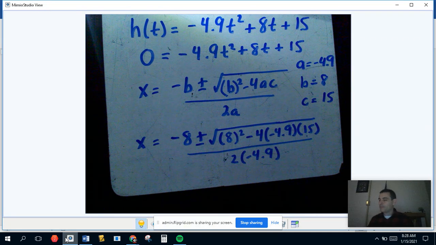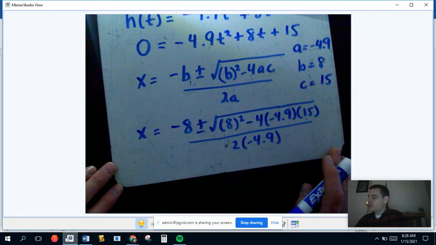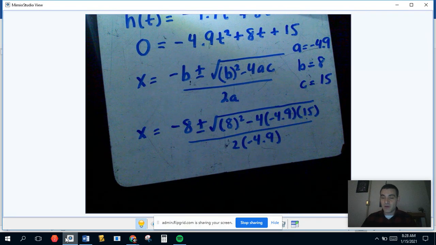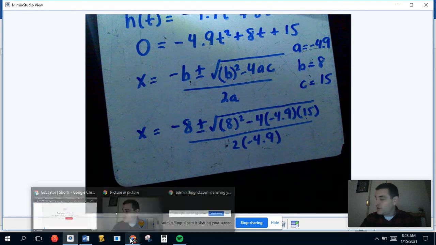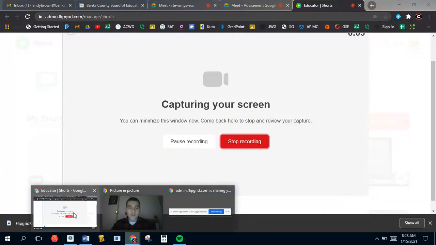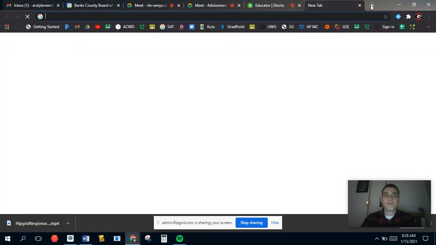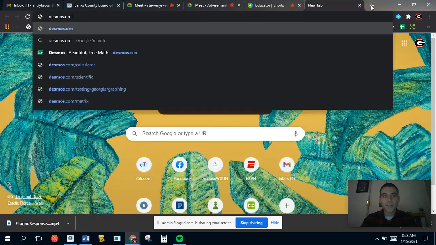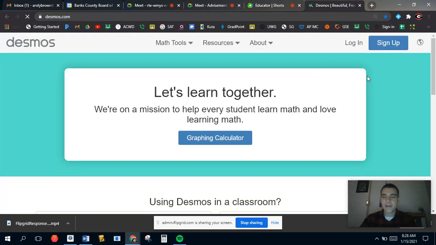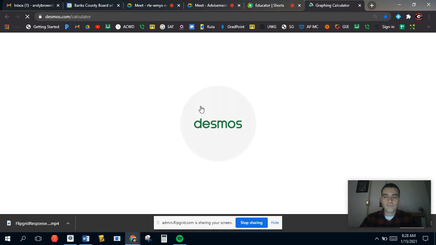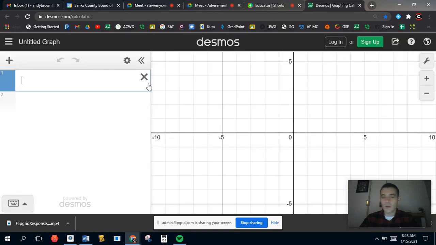All right, so matter of fact, I'm going to demonstrate on Desmos how to do this all at once. All right, so let's go there. Let's go to Desmos. So it's negative 8 plus or minus. Now it's not going to let you do plus or minus. Matter of fact, I'm going to put the whole thing in parentheses so I can put it all on top.